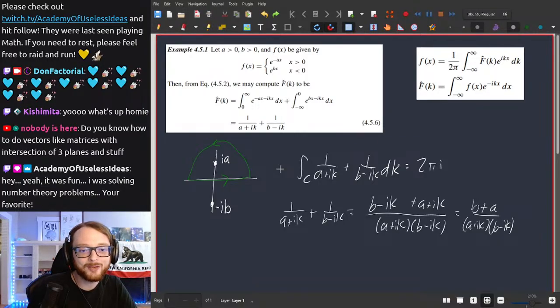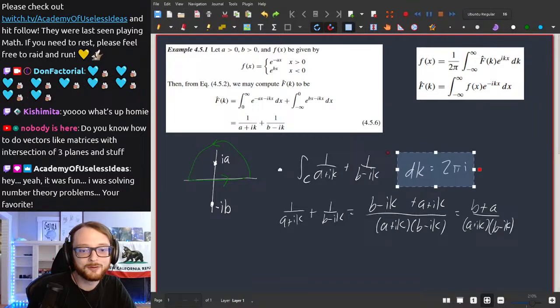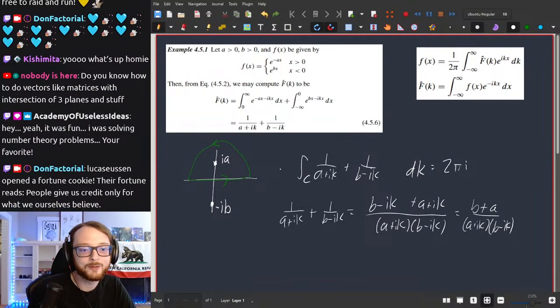Okay, so the thing that I set up incorrectly here is I forgot to tag on the e to the ikx. That's what makes the integral not really easy to solve.